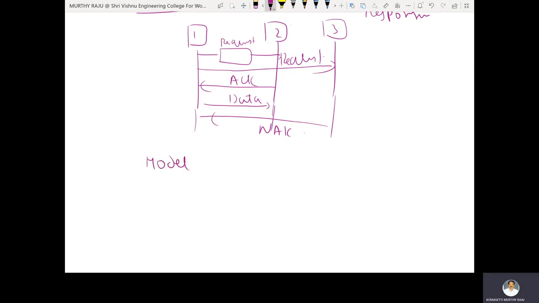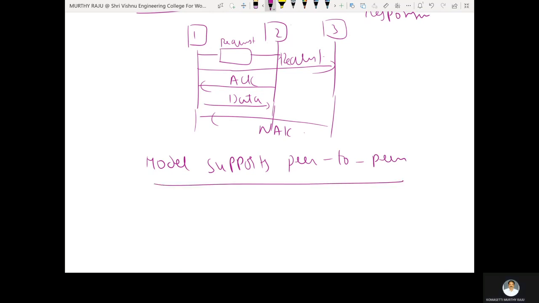Model next. The model supports peer-to-peer and device-to-device. Two individual devices directly interact with each other. Neither of the two devices is a client or server. Two individual devices directly communicate with each other.